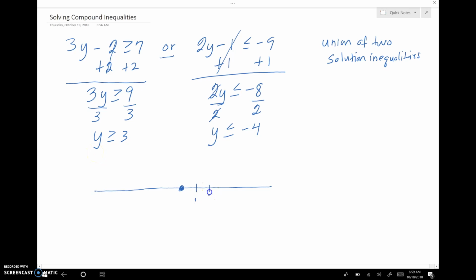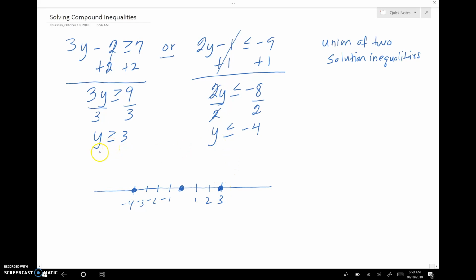So we have 1, 2, 3. And we're going to go ahead and place our dot there. We also have negative 4, negative 1, negative 2, negative 3, negative 4. And we're also going to place a closed dot there. And we're placing a closed dot there because of the equal sign.